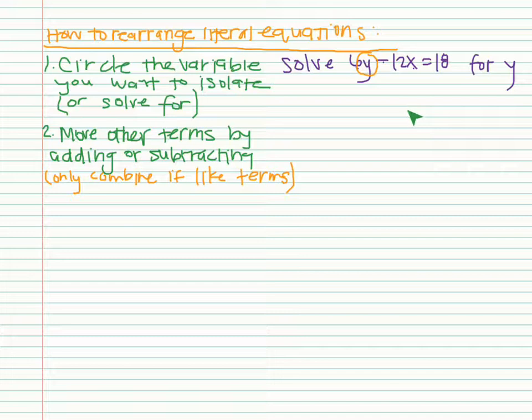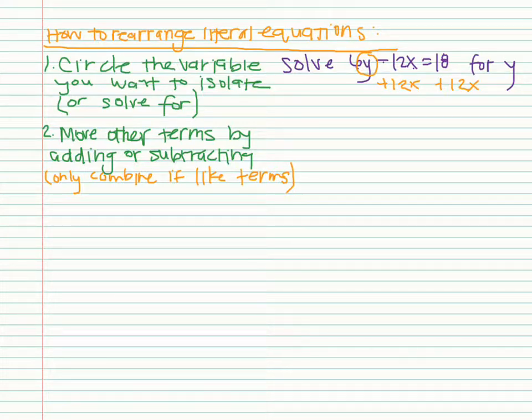I want to move the term that doesn't have y, and that term is negative 12x, or minus 12x. So I ask myself, what is the inverse, or what is the opposite of minus 12x? Well, the opposite would be plus 12x. So I'm going to add 12x to both sides of the equation, just like you would add 12 to both sides if we were solving a regular linear equation.